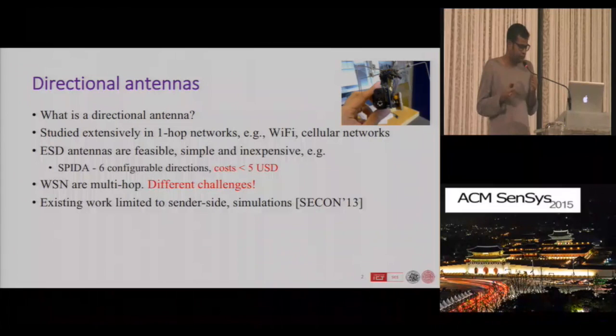However, directional communication and directional antennas have been extensively studied over the past many years. However, most of the existing work is limited to one-hop networks like Wi-Fi or cellular networks. Wireless sensor networks are inherently multi-hop in nature, and they present a very different challenge as compared to one-hop networks. Most of the existing work with directional antennas in wireless sensor networks is limited to directional transmissions only at the sender side, and even this is only in simulation.